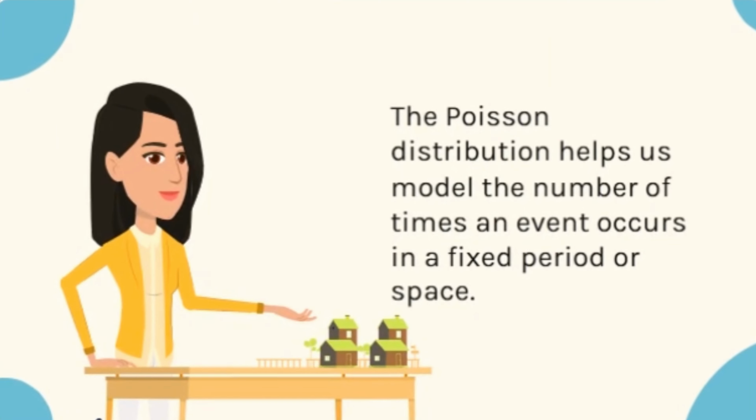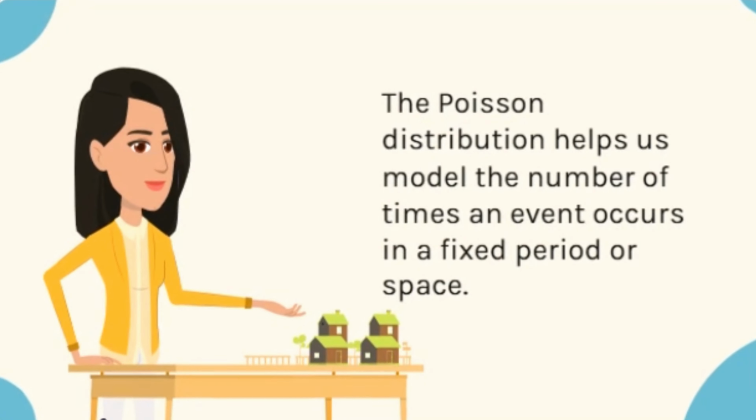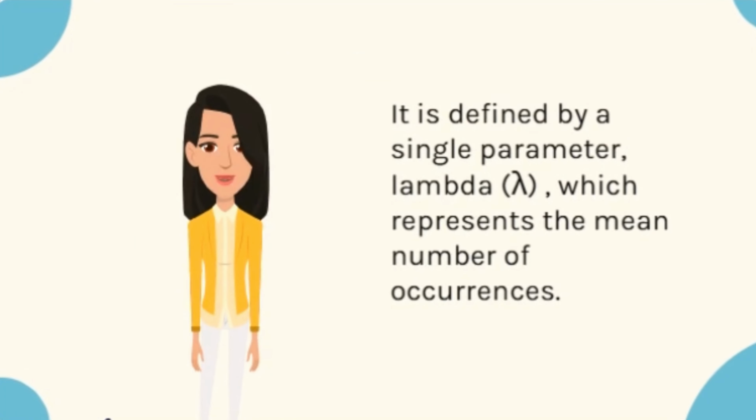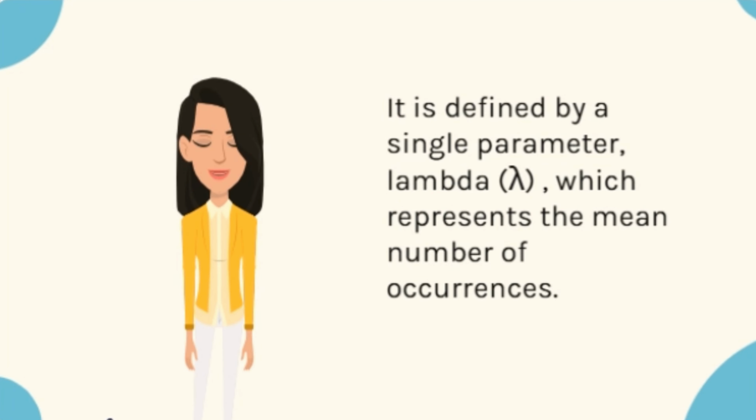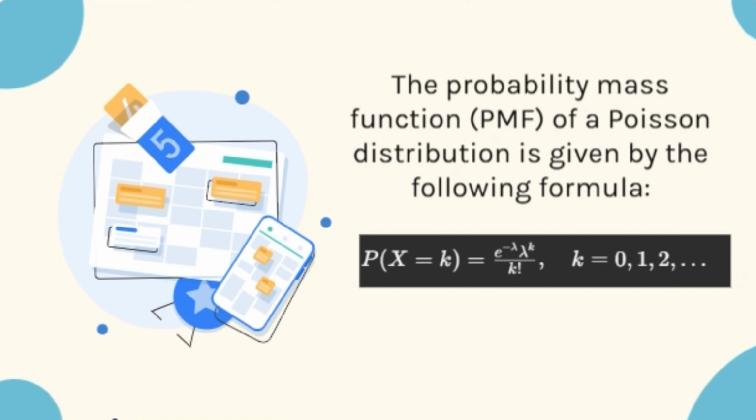Introduction to Poisson distribution. The Poisson distribution helps us model the number of times an event occurs in a fixed period or space. It is defined by a single parameter, lambda, which represents the mean number of occurrences. The probability mass function, PMF, of a Poisson distribution is given by the following formula.